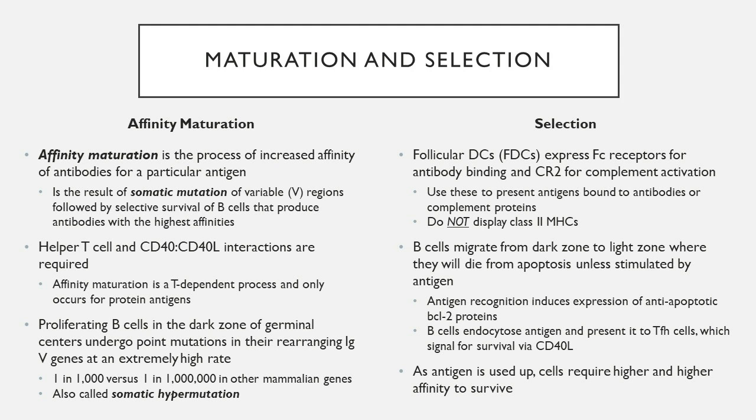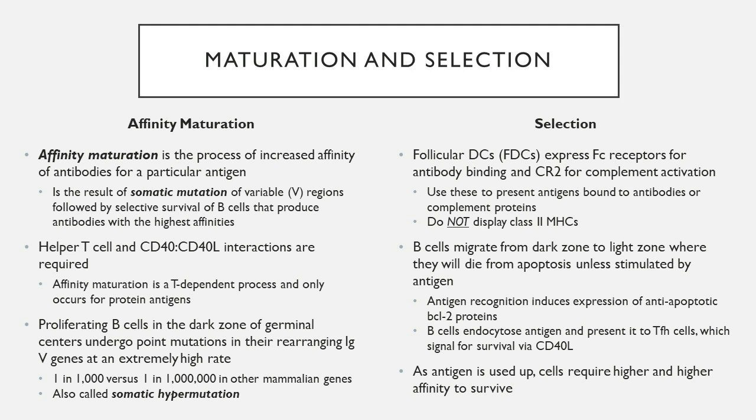Antigen stimulation induces the expression of certain anti-apoptotic BCL2 proteins. So these B cells then take the antigen from these follicular dendritic cells, they endocytose the antigen, and present those antigens to the follicular helper T cells, which also signal for survival via the CD40L ligand. So this process uses up some of the available antigen within the germinal centers.